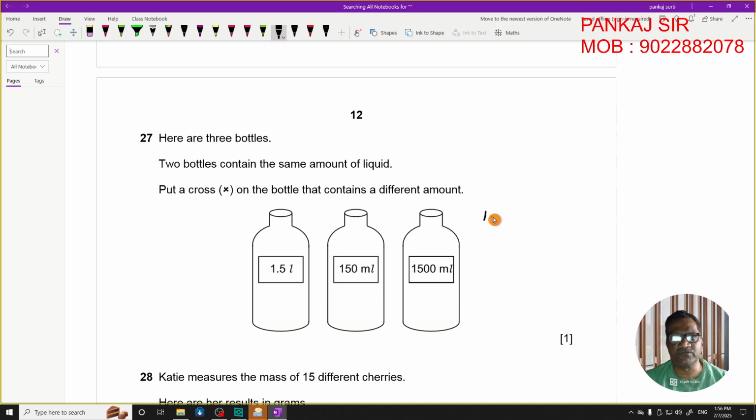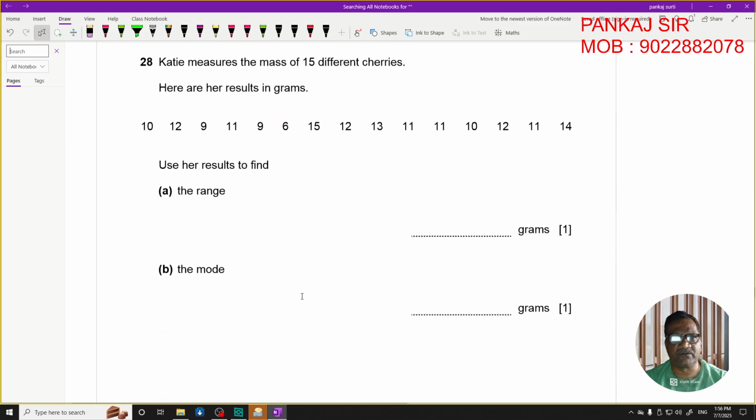1500 ml. So you know that 1.5 liter, say 1 liter is 1000 ml, right? 1 liter is 1000 ml. So 1.5 liter has to be 1500 ml. So basically 1500 ml and 1.5 liter are the same amount. Okay, so these two, the first and the third bottle, are representing the same amount. So the middle bottle is representing the different amount.